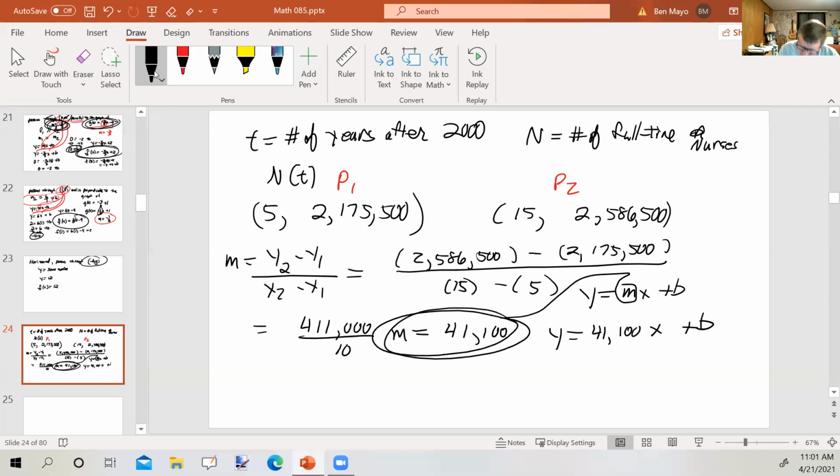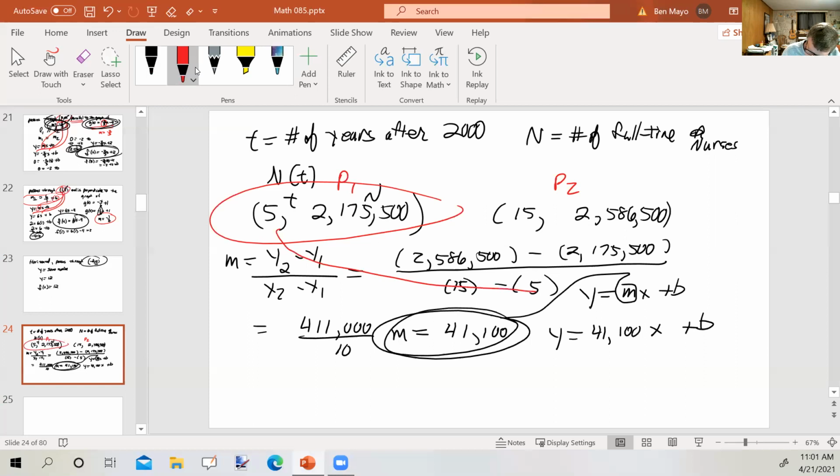Now I want to point out something. Technically my ordered pairs are t comma n. This is t and this is n, but I'm just using the x and y form for the slope formula, etc. When I get all done, I'll change my variables to t and n of t. All right, now I need to plug in an ordered pair. Let's go ahead and use this first one. So 5 goes in for x and 2,175,500 goes in for y.